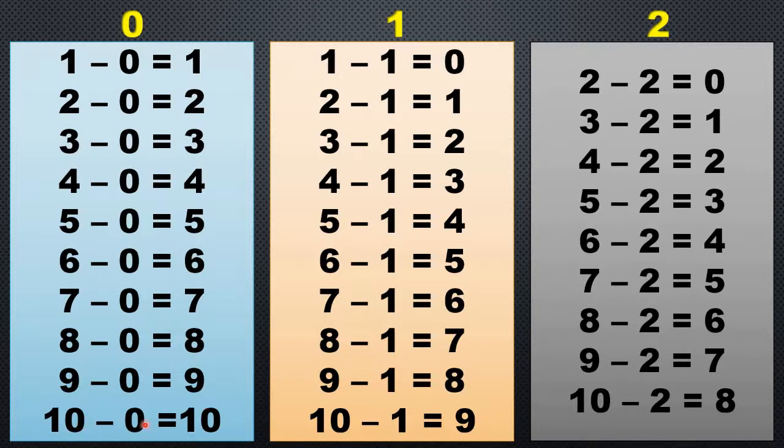Now subtraction table of 1. 1 minus 1 is equal to 0. 2 minus 1 is equal to 1. 3 minus 1 is equal to 2. 4 minus 1 is equal to 3. 5 minus 1 is equal to 4.